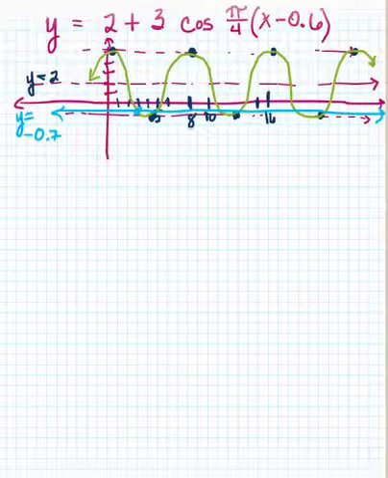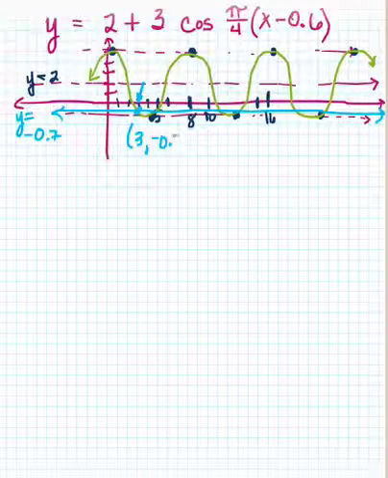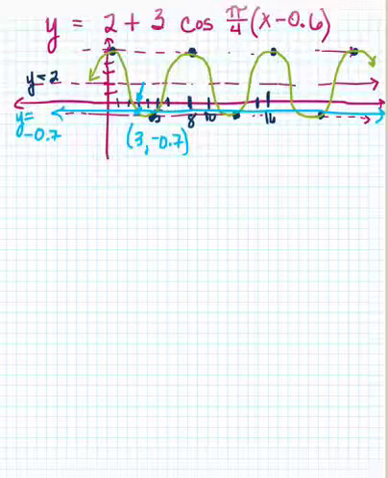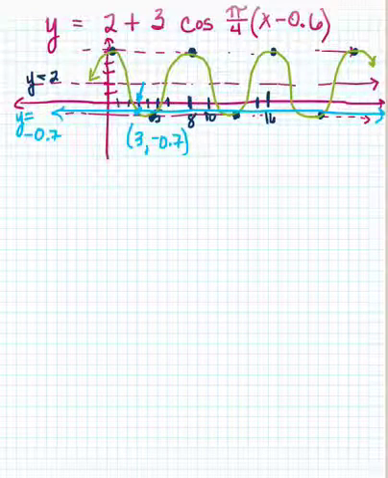Okay, well here's the first one. You could see that it's like right here. It looks like at about 3. Do you see? Looks like this is the point 3, negative 0.7. So that could be the first one. And then the second one looks like it's at, let's see, 1, 2, 3, 4, 5.